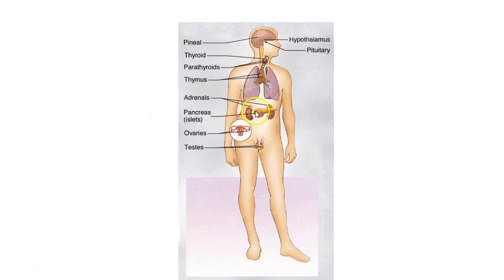Don't forget your pancreas. It makes digestive enzymes, so it's part of the digestive system, but it also makes insulin and glucagon, right? Insulin lowers the blood sugar, glucagon raises it. So most of that pancreas is making digestive enzymes, right? But there are little islands that make hormones. So that's why they have this in the endocrine slide here.